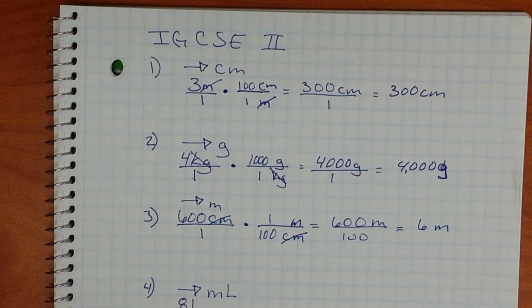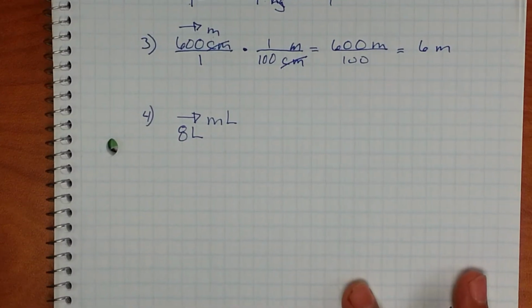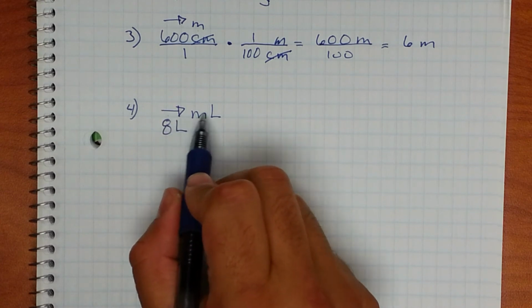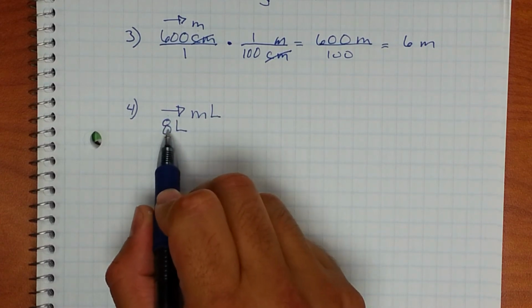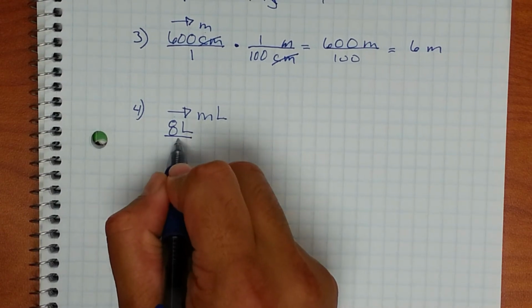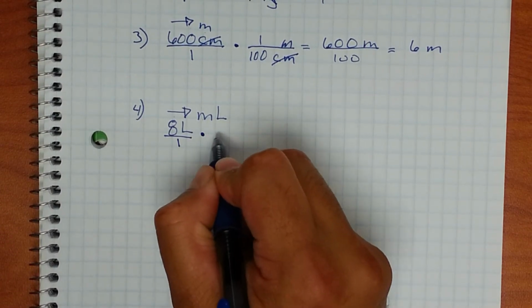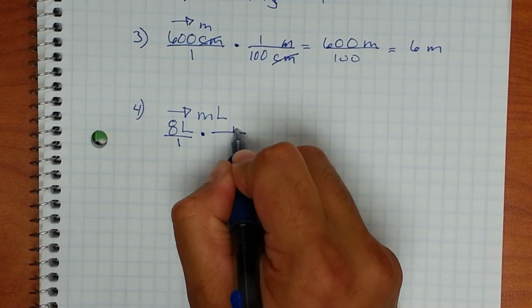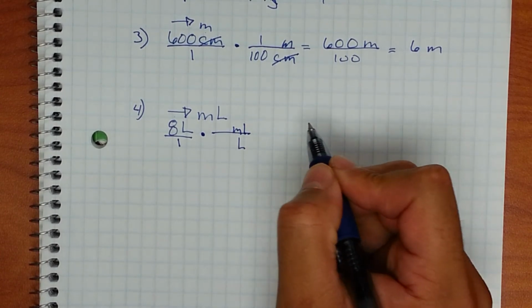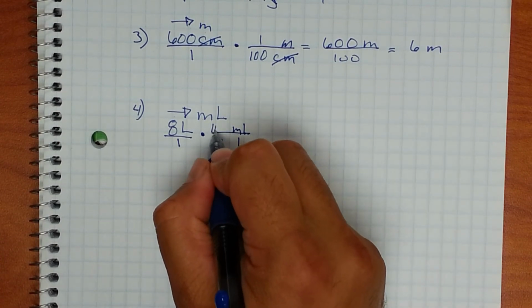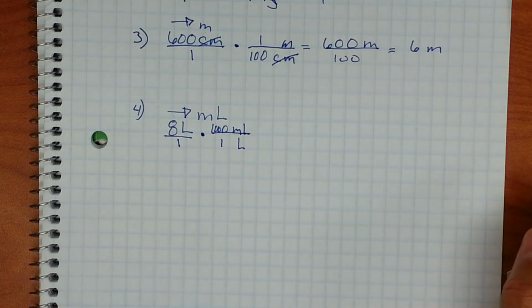Now on this last problem here, I have that I'm converting to milliliters. So I'm starting off with 8 liters and I'm going to milliliters. Start over 1, set up my second fraction, which is going to be liters on the bottom, milliliters on top. So I have that 1 liter is 1,000 milliliters.